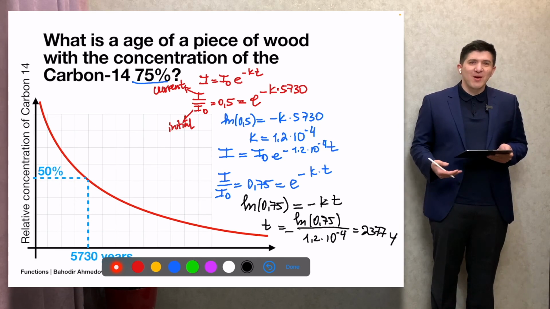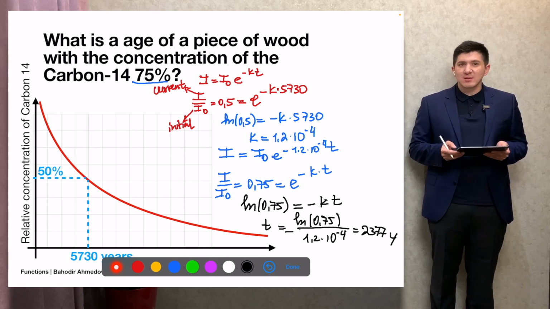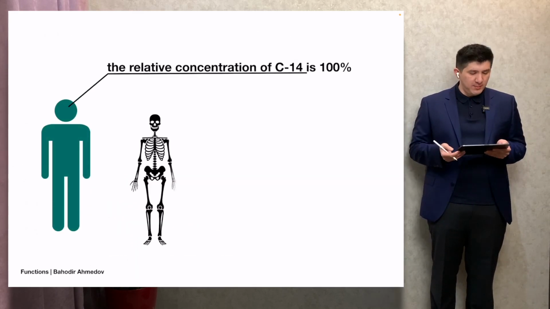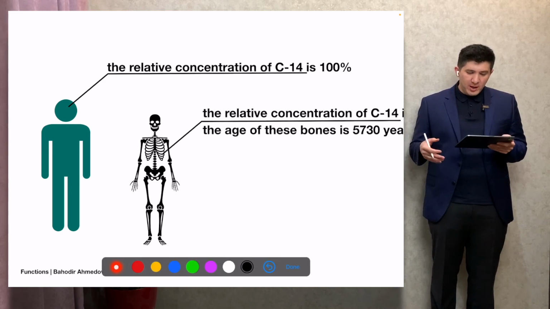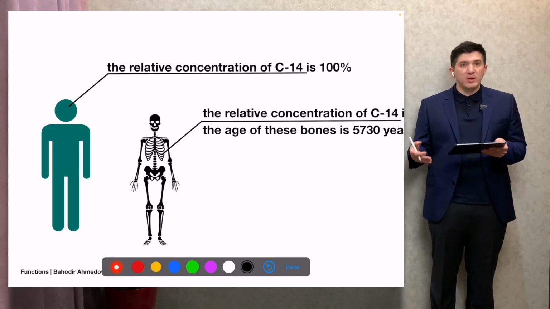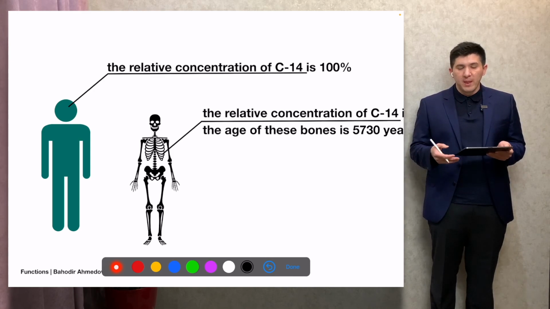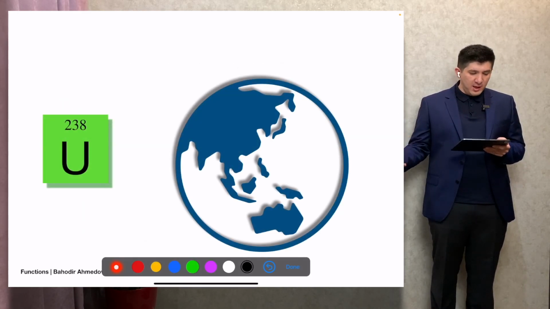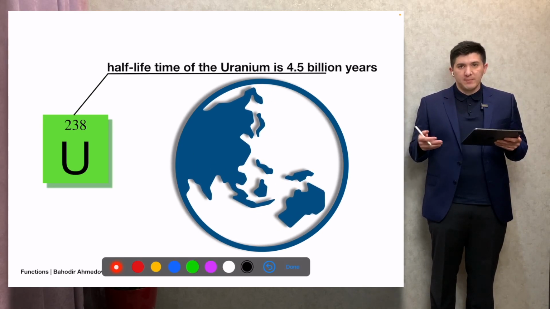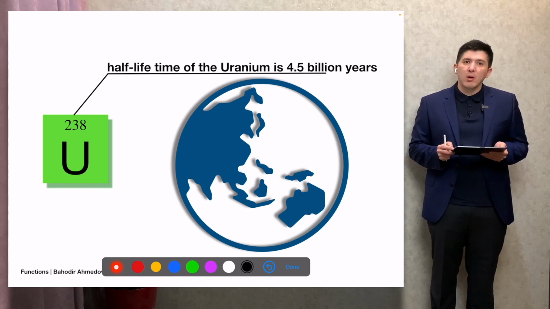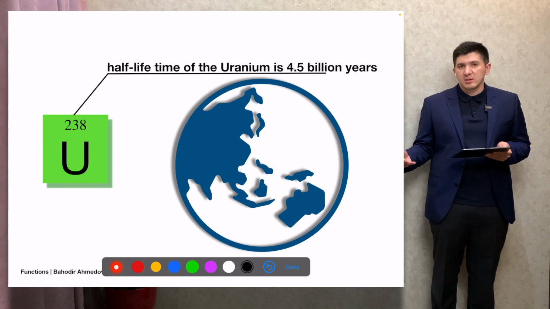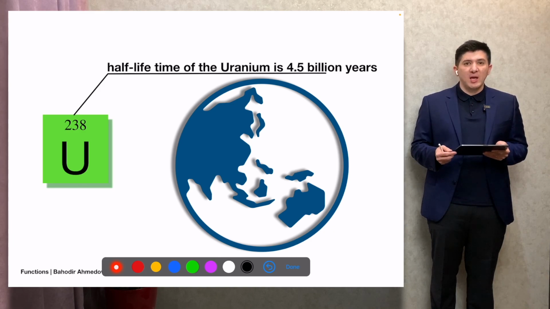So this is how we can figure out the ages of many different ancient things. But of course, it doesn't work for things with a very long period of time. So it works, for example, if you found a bone, and the concentration of this bone is 50% of the concentration of carbon from you, it means that this bone is aged 5,730 years. For stones and for other things, like the earth, we are going to use other types of radioactive elements. We're not going to use carbon. We're going to use, for example, uranium. And the half-life time of uranium is 4.5 billion years. And this is how people figure out the age of the earth.